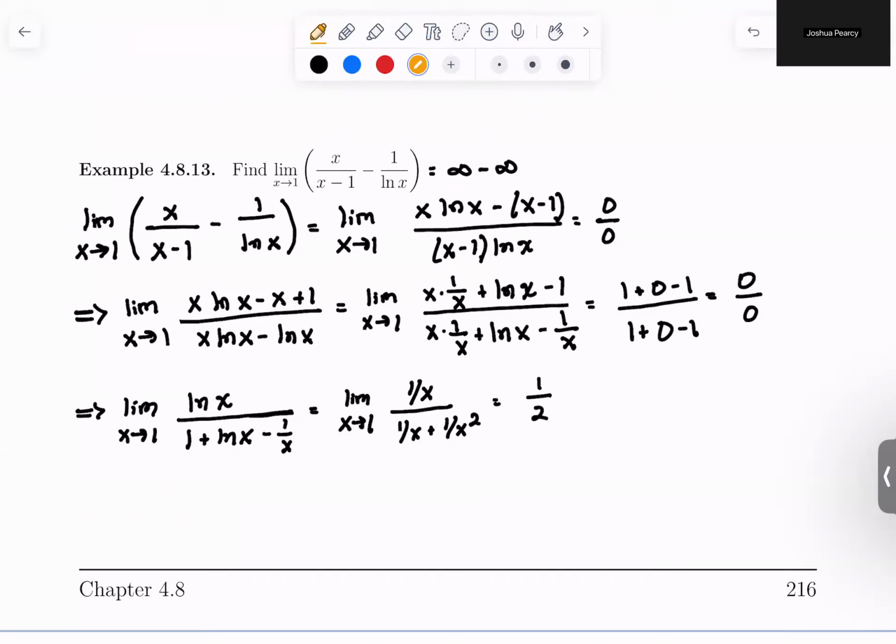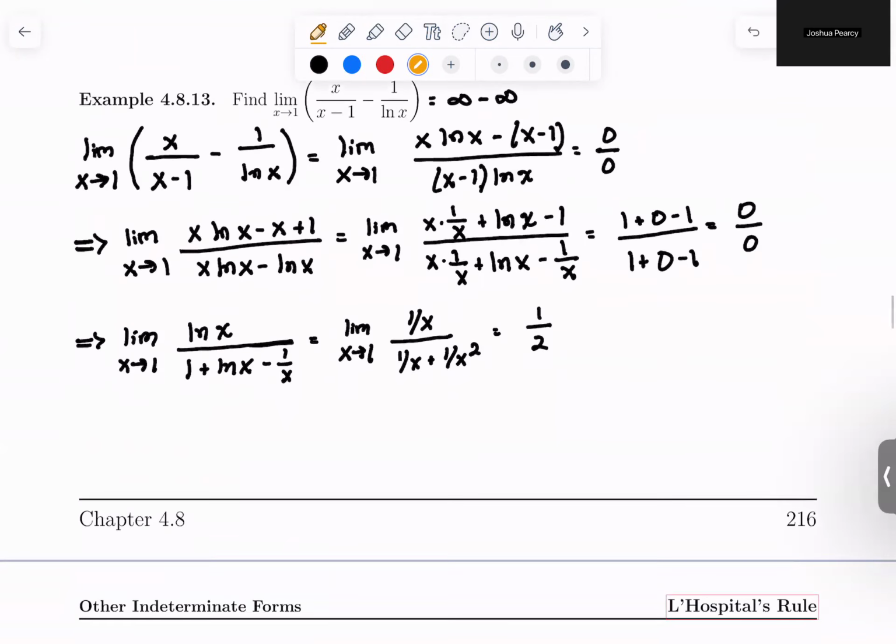As I let x go to 1, ln of x goes to 0, and this goes to 0 here as well. So I have a 0 in the numerator here, and then in the denominator, I have ln of 1, which is 0. So this is 0 over 0. Now, since it's type 0 over 0, I can take the derivative of the numerator and denominator by L'Hopital's rule.